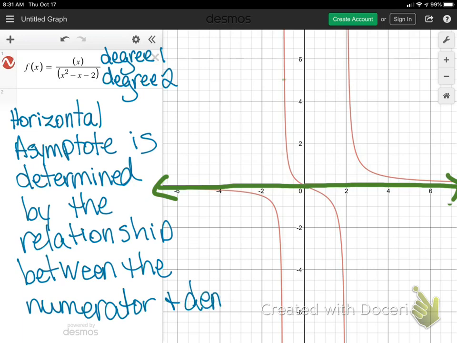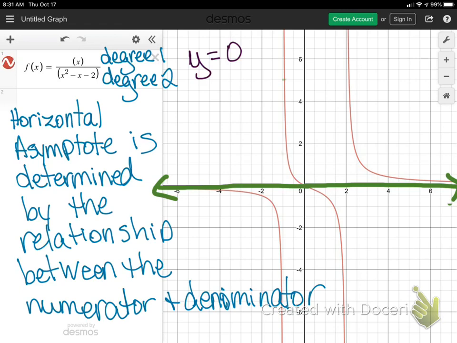Okay. In this situation, my numerator's degree is less than my denominator's degree. And this happens a lot. So the degree of my numerator is less than the degree of my denominator. When that happens, your horizontal asymptote is the x-axis. So it's y equals 0.